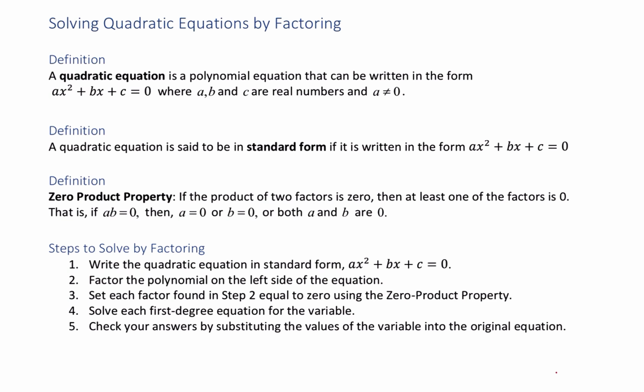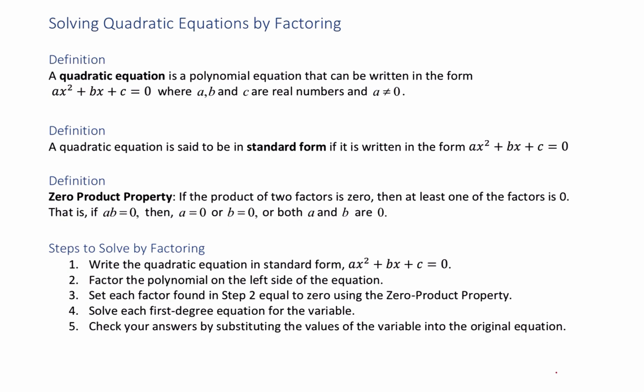A quadratic equation is said to be in standard form if it can be written in the form ax squared plus bx plus c equals 0. The zero product property states if the product of two factors is 0, then at least one of the factors is 0. That is, if a times b is 0, then a equals 0 or b equals 0, or both a and b are 0.